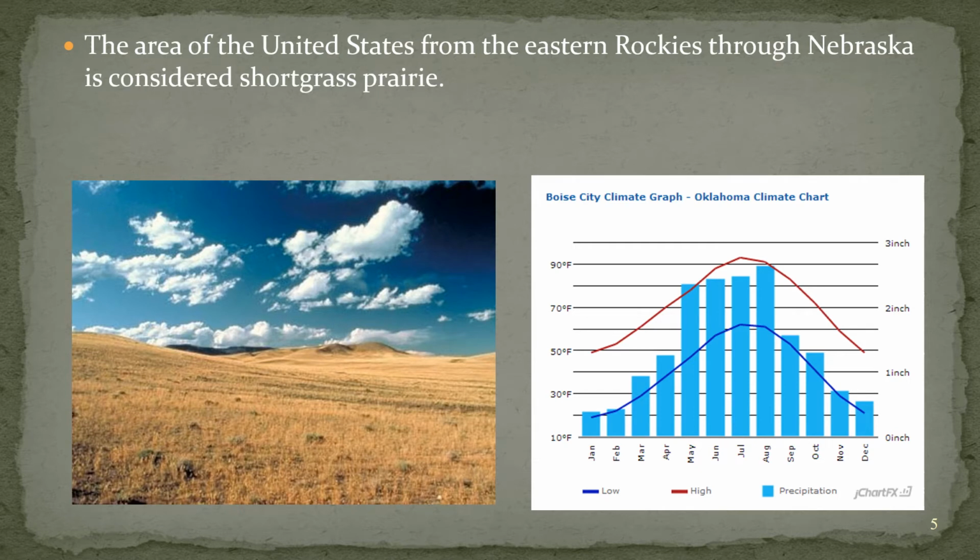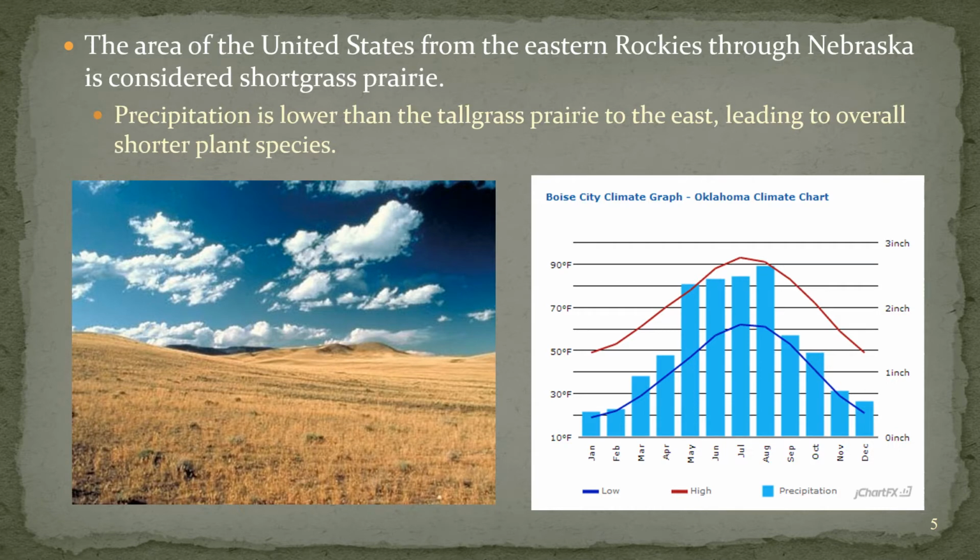So the area of the United States from the eastern Rockies through Nebraska is considered shortgrass prairie. Precipitation is lower than the tallgrass prairie to the east, leading to overall shorter plant species. So here's a comparison of the precipitation between the tallgrass prairies to the east. In this region where we are now, we get the tallgrass prairies. When you walk through them, if you're as short as I am, they are generally taller than I am.